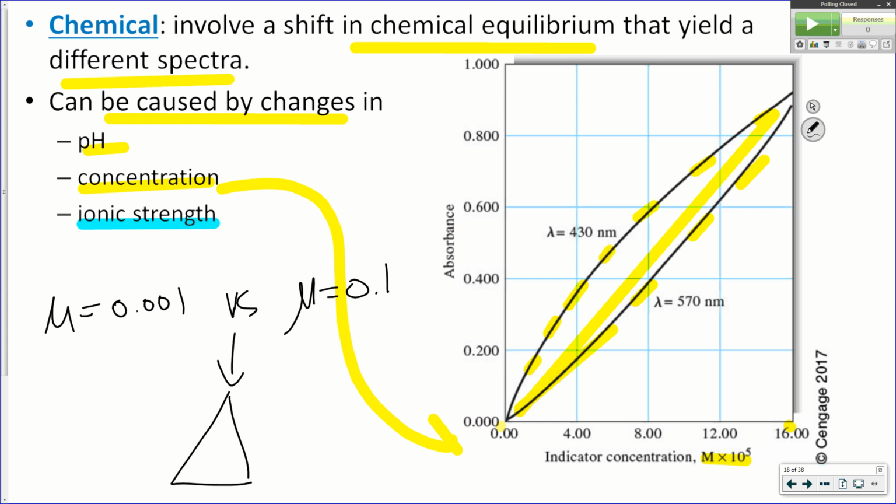Sometimes it's going to shift in the blue light direction. Sometimes it's going to shift in the red light direction in terms of the wavelength max. Sometimes it's going to suppress the signal, and sometimes it's going to enhance the signal. It really depends on the electronic structure. So the change in ionic strength is something that you have to be careful with. If you have samples that are sensitive to that, you use what's called an ionic strength fixer.